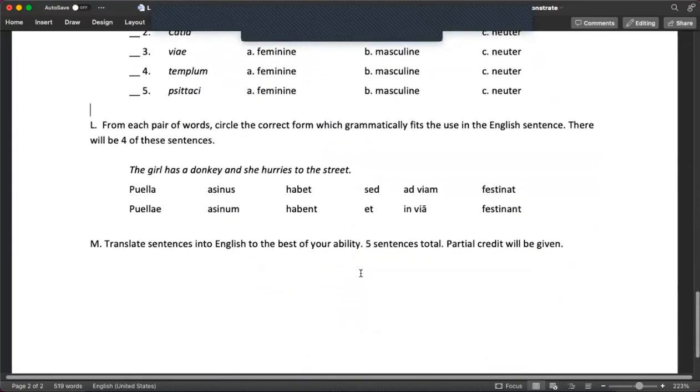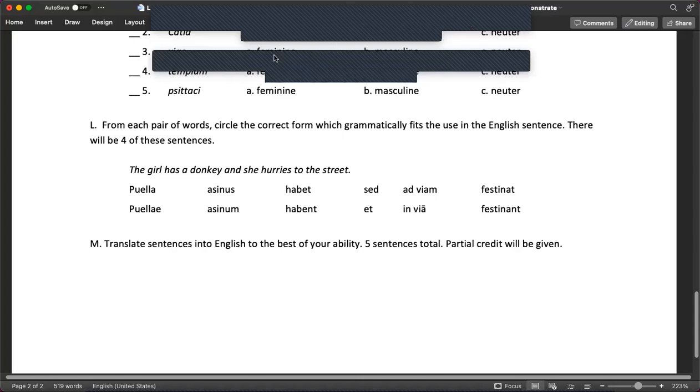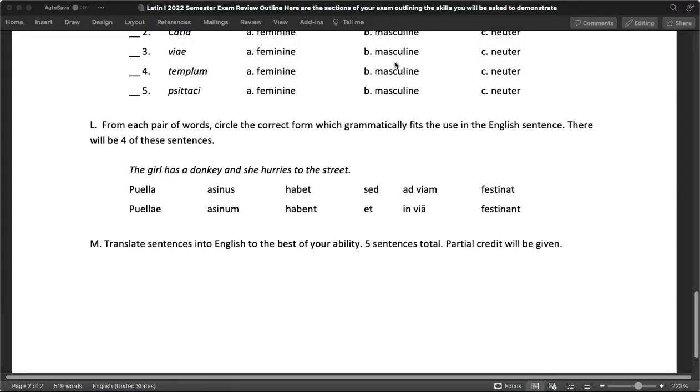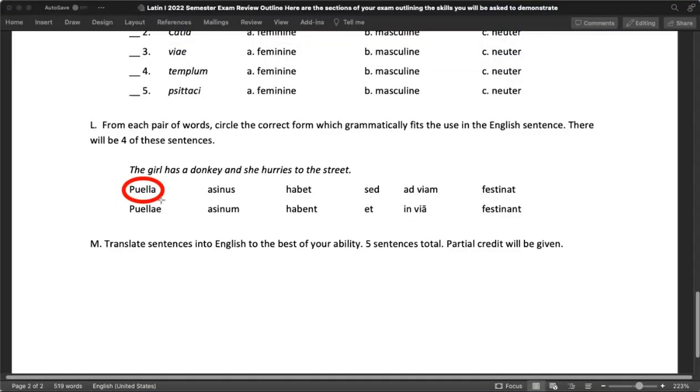Part L, this is the most interesting one. From each pair of words, circle the correct form which fits the use in the English sentence. So I'm going to try and do this one with you. The girl has a donkey. Circle the correct form. So what I know is the girl is singular. There's only one girl. If I go back up and I look at my forms in section B and C, I know that only one of these is singular, and it's going to be puella. Okay?